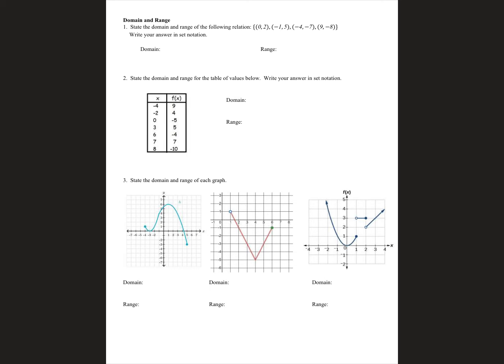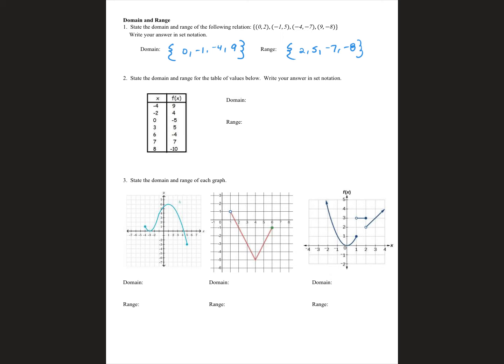All right, so let's do some practice here. It says, state the domain and range of the following relation. We have 0, 2, -1, 5, -4, -7, 9, -8. Write your answer in set notation. So let's start off by representing our x values, which is going to be our domain. So we have 0, -1, -4, 9. And for our range, that's our y values. We have 2, 5, -7, -8.